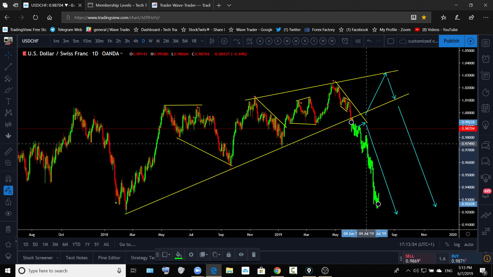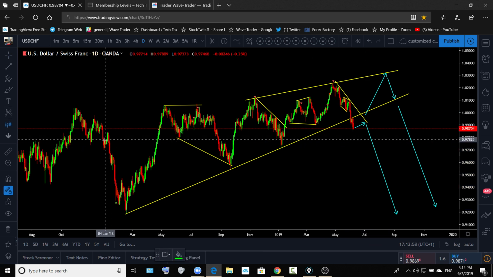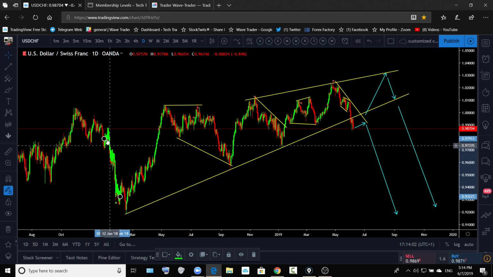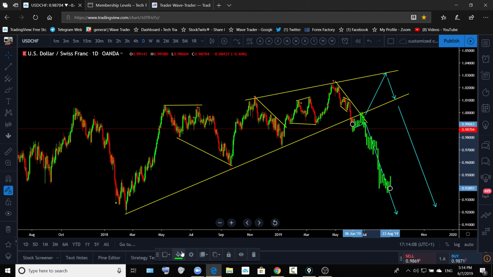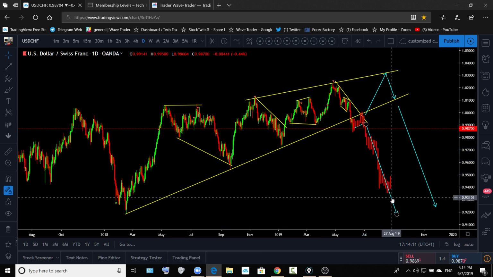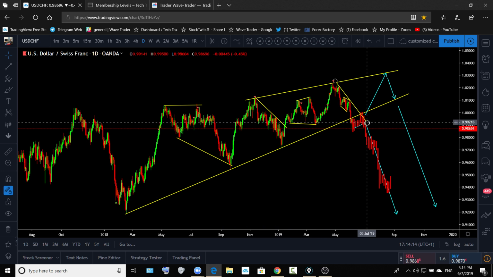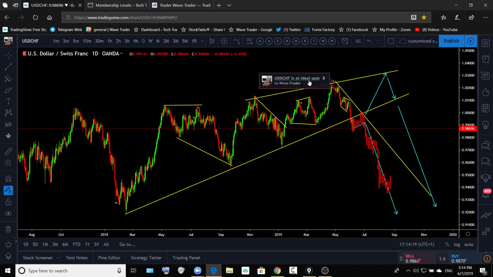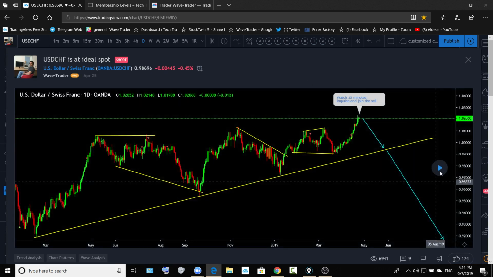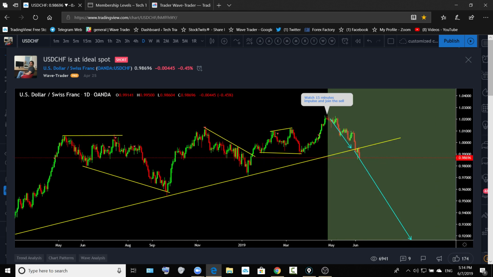All right, so okay, correct over there, continue to go lower, all the way back to the bottom. So this bigger wave is still on its way. There is still one more up move possibility. Currently we are not looking for that one more up move specifically on the dollar chief.